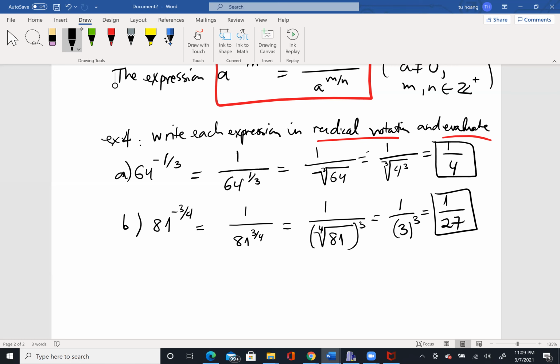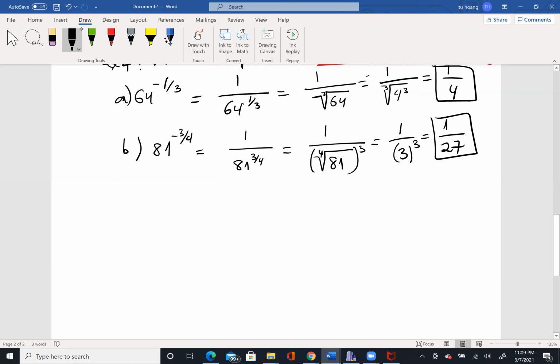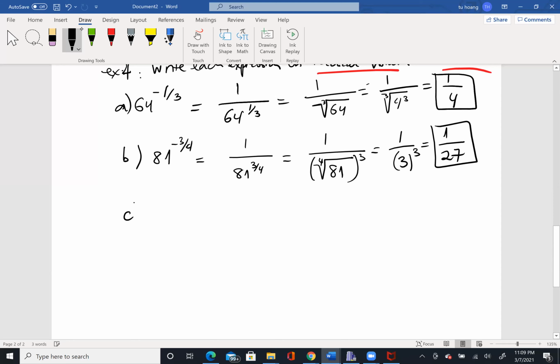Okay, let's have C. You know what? Let's have example 5. Converting to rational exponent.